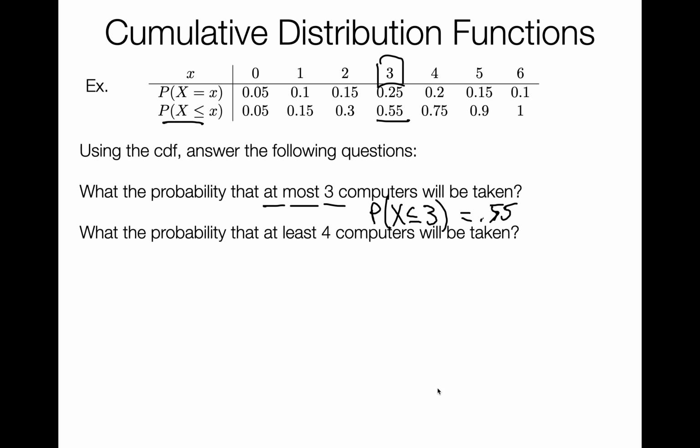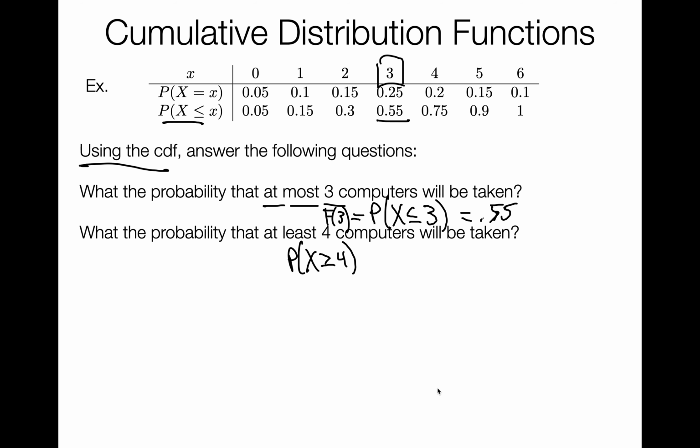Next question, what's the probability that at least 4 will be taken? Okay, and these examples, of course, you can just use the PMFs as well in real life, but for this question, I really do want you to use the actual CDF. So in the F notation, I'm really just looking for F of 3. What's the probability that at least 4 will be taken? It's the probability that x is greater than or equal to 4.